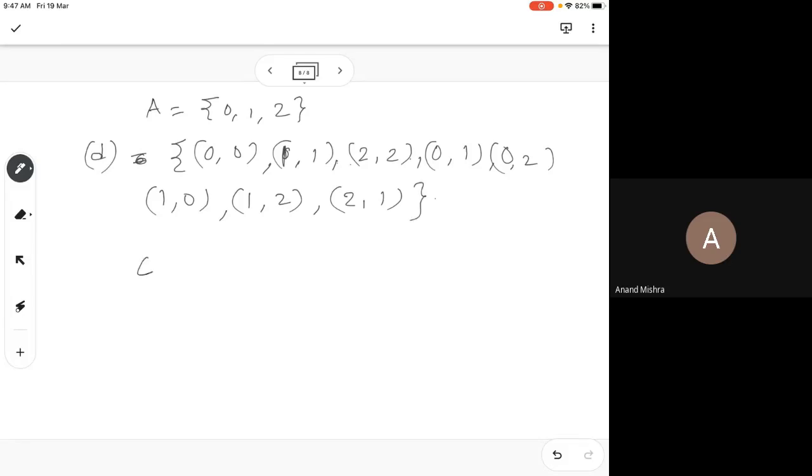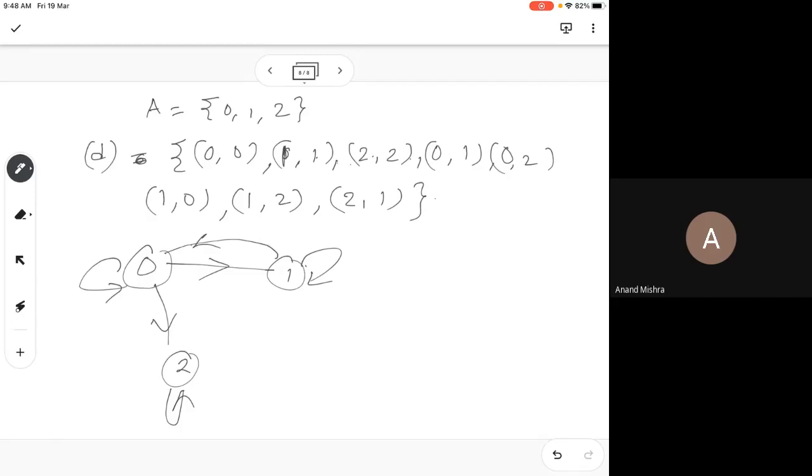Now you can have a graph out of it with nodes 0, 1, 2. 0,0 means there is a self loop. 1,1, there is a self loop. 2,2, there is a self loop. Now 0,1, there is an edge 0,1. 0,2, there is 0,2. 1,0, there is 1,0, then 1,2, then 2,1. And then there is no 2,0 there. Oh sorry, it also contained 2,0. That was there, so I missed 2,0 and 2,1. It was there in the question, so 2,0 is also there.